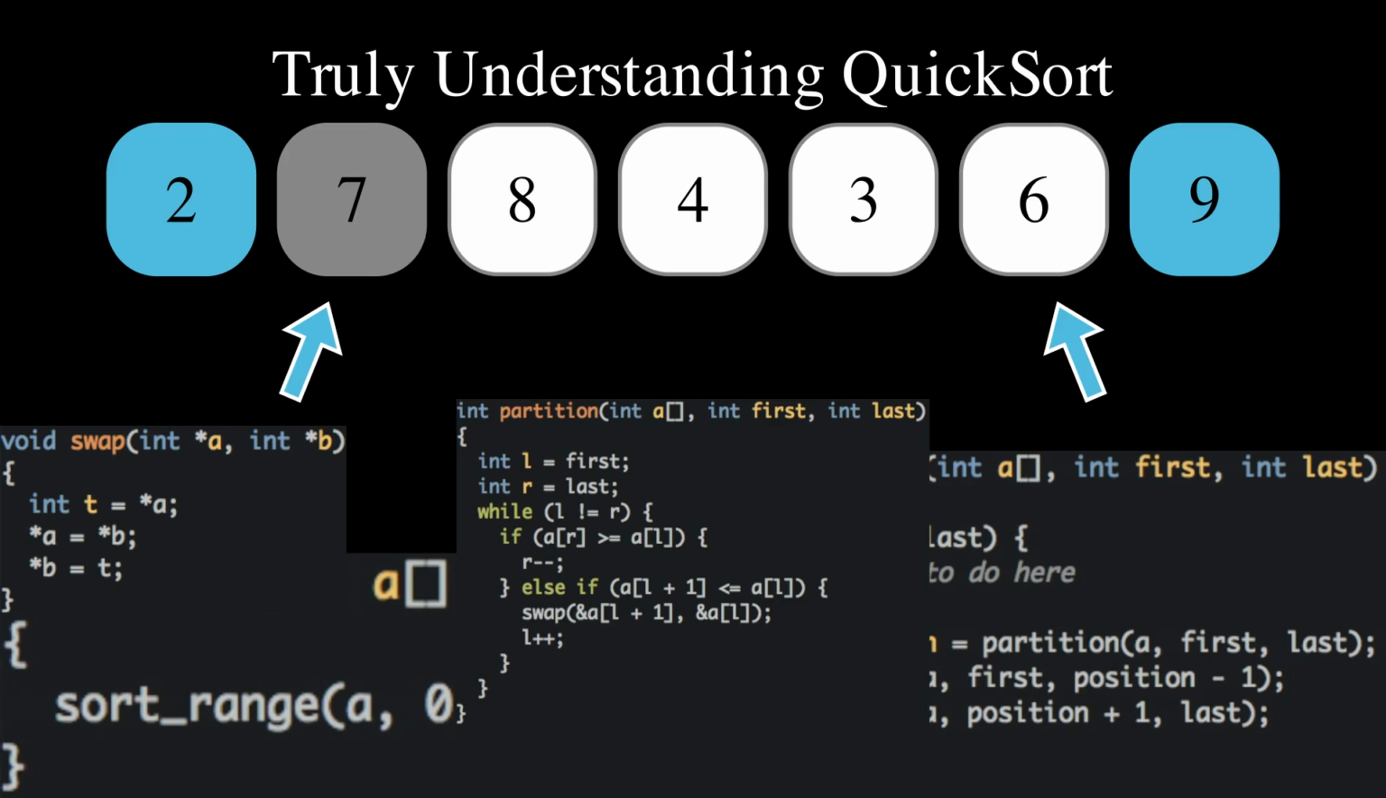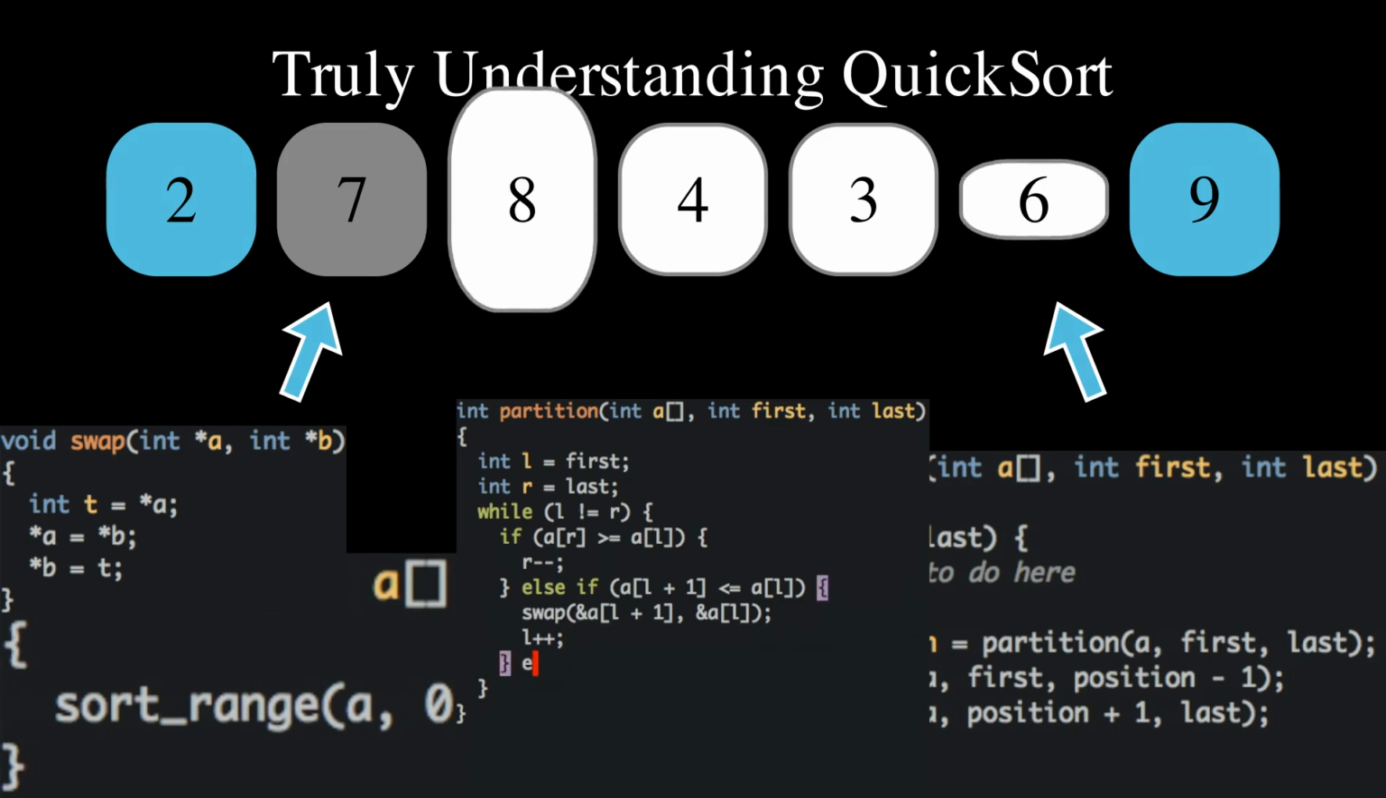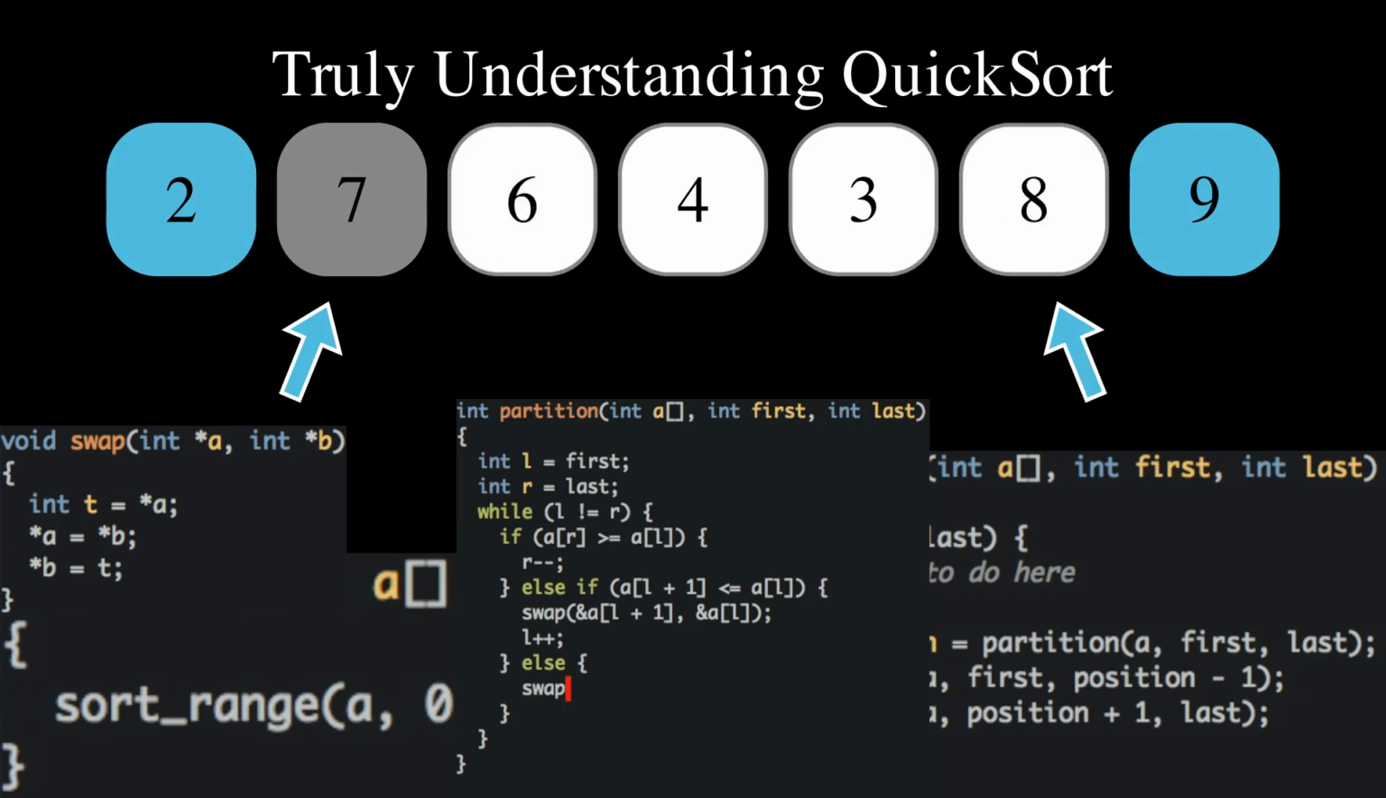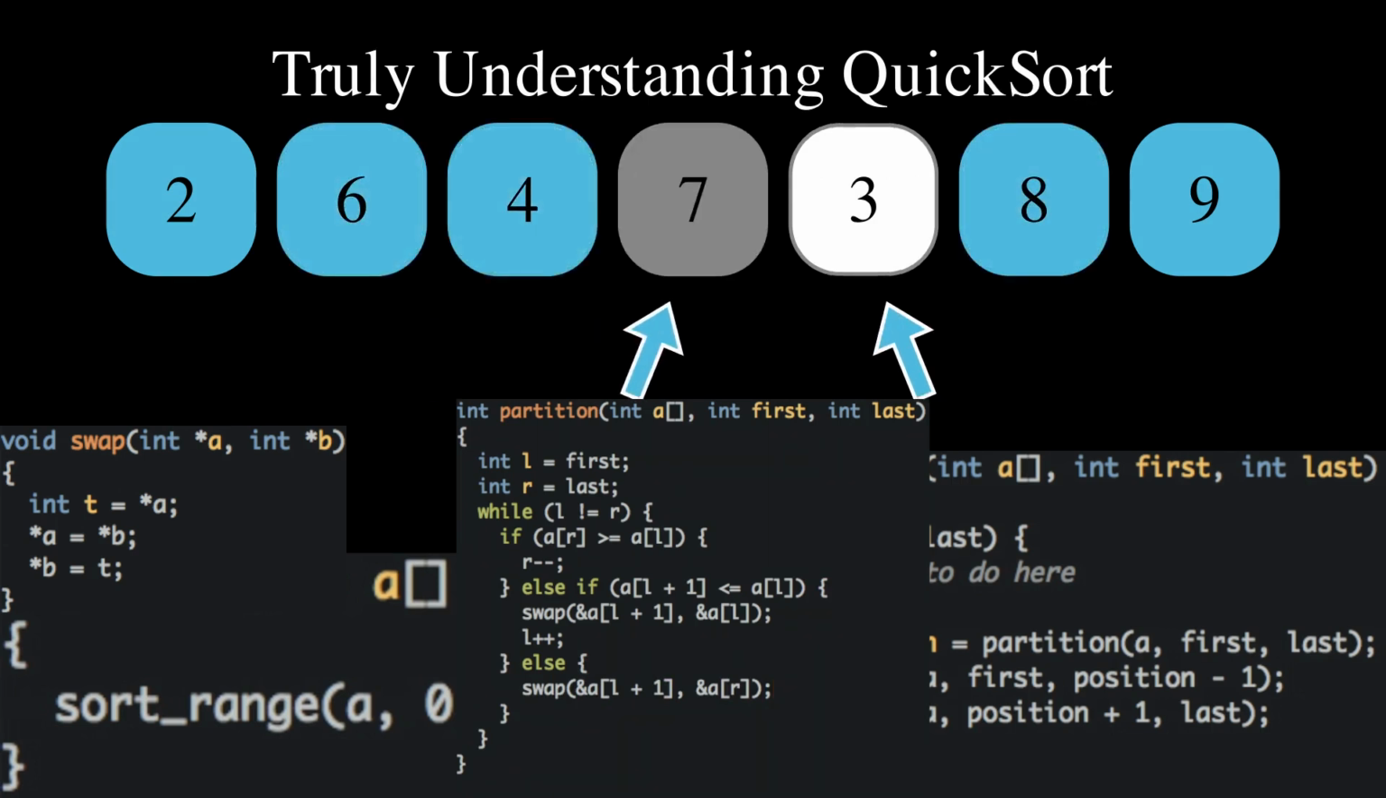Finally, the interesting case is when none of the conditions above hold. In this case, we swap the rightmost element in the interval with the element just after the pivot. This enables the following iterations of the loop to shrink the interval between L and R further. Finally, we have to return the position of the pivot, which is necessarily at index L.